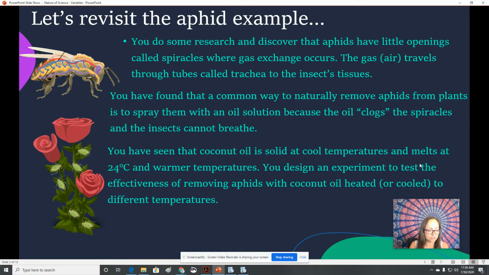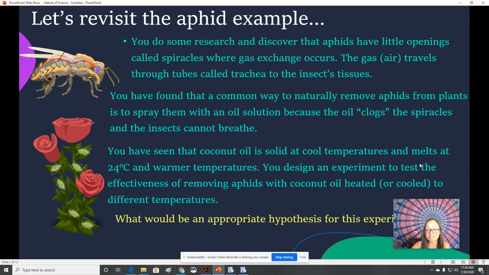So you wonder, in your cabinet at home you've seen coconut oil that is solid at colder temperatures. And you wonder if the consistency of the oil matters as far as part of the effectiveness of getting rid of aphids. So you do some research and you find that the melting point of coconut oil is 24 degrees Celsius. And so you design an experiment to test the effectiveness of removing aphids with coconut oil heated or cooled to different temperatures.